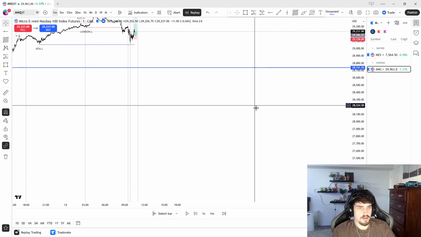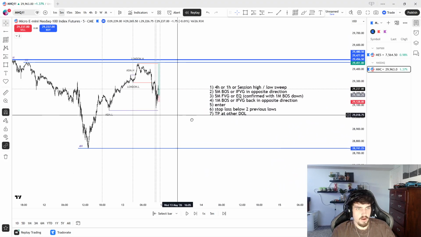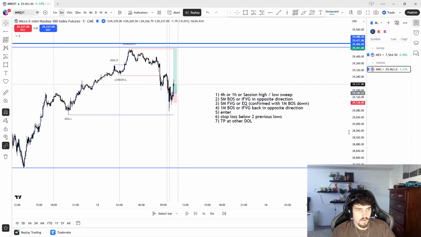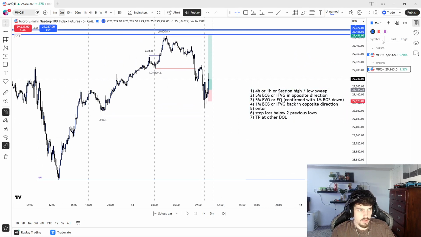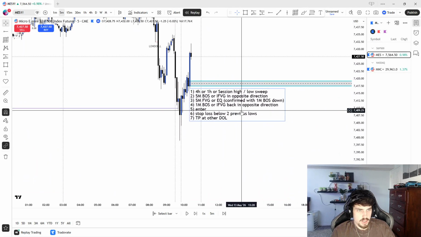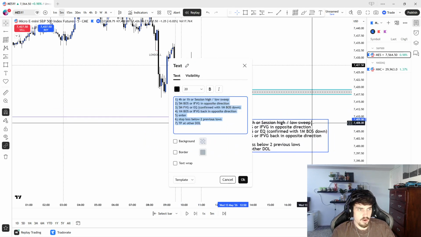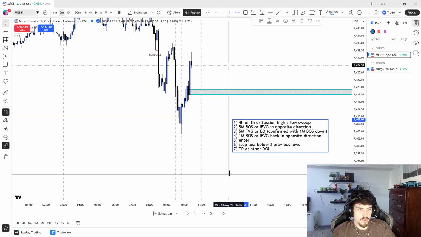Let me find this piece, this right here. So we have our 4 hour, 1 hour, or session high / low sweep. And let me just copy this and bring it over here. So we have Asian session low, which gets swept right here. Boom, that is the first part of our confluence filled.